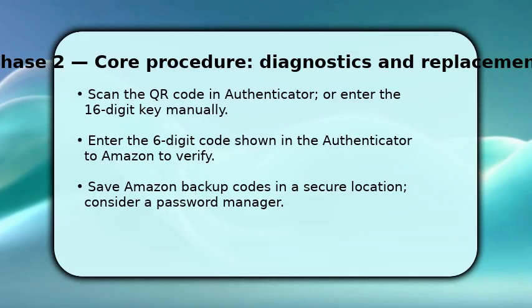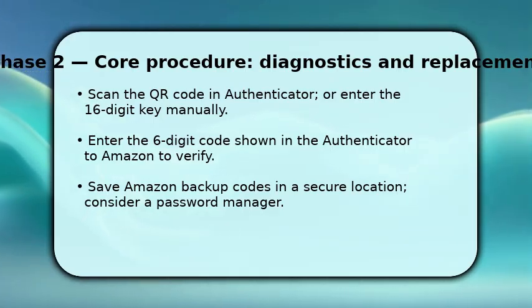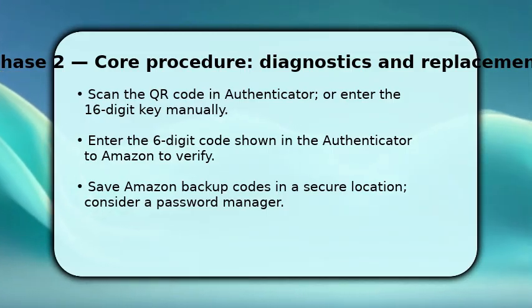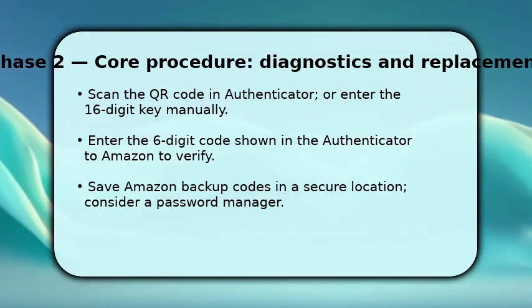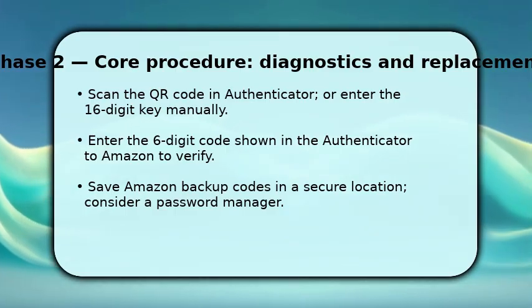Enter the current code into Amazon's verification field and submit. If Amazon accepts it, you'll be prompted to save backup codes. Download or copy them to a secure place. Make sure to label the Authenticator entry so you know which account it's for. If you use multiple devices, add the same key to each before finalizing.